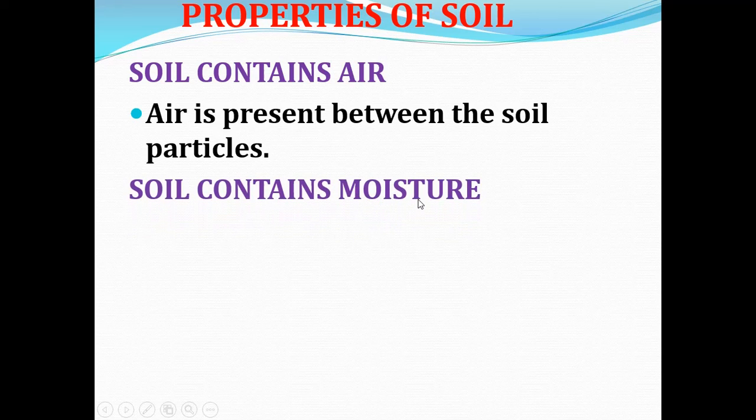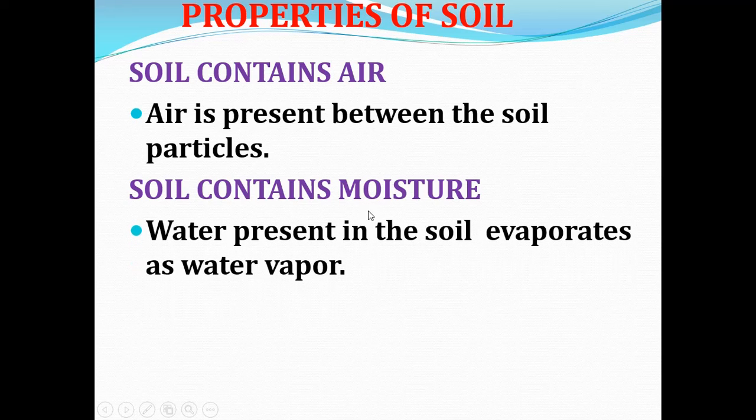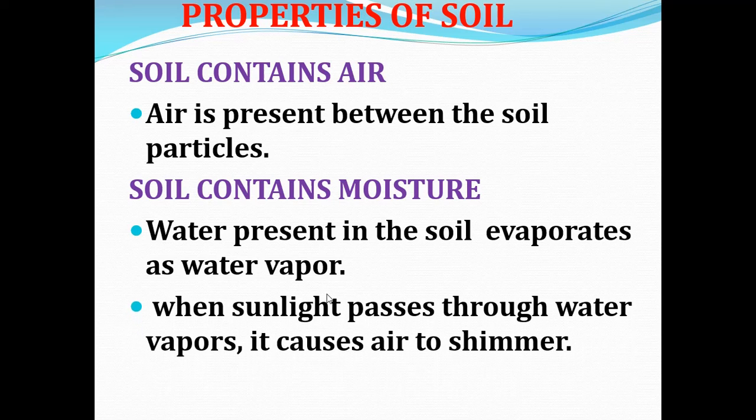Soil contains moisture. Water present in the soil evaporates as water vapor. Due to the sunlight, the water present in the soil will evaporate as water vapor. When the sunlight passes through it, it causes the air to shimmer, so we can say that soil contains moisture. Shimmer means shine.